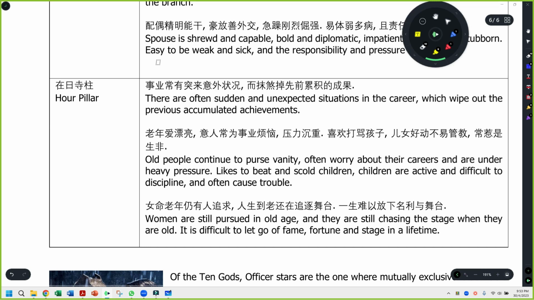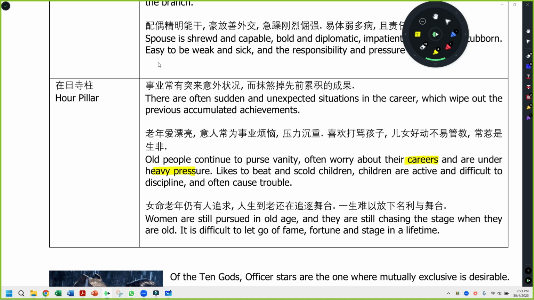Now, when it comes to the hour pillar, the hour pillar represents your old age. And therefore, having Seven Killings in your old age basically means still needing to work, still needing to focus on your career and under heavy pressure. And Seven Killings, of course, in the children's pillar is also indicating that the children are often being pressured by the day master themselves.